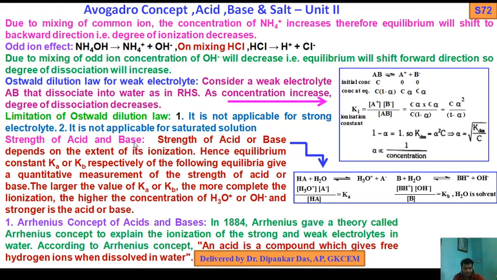Now come to the strength of acid and base. The strength of an acid or base depends on the extent of its ionization. Hence, the equilibrium constant Ka or Kb respectively for the following equilibria gives a quantitative measurement of the strength of the acid or base. The larger the value of Ka or Kb, the more complete the ionization, the higher the concentration of hydronium ions or OH minus ions, and the stronger the acid or base.